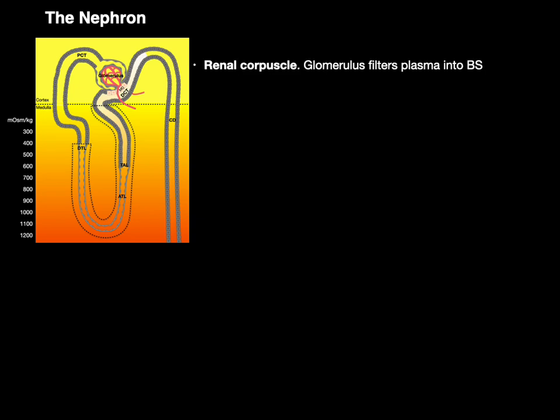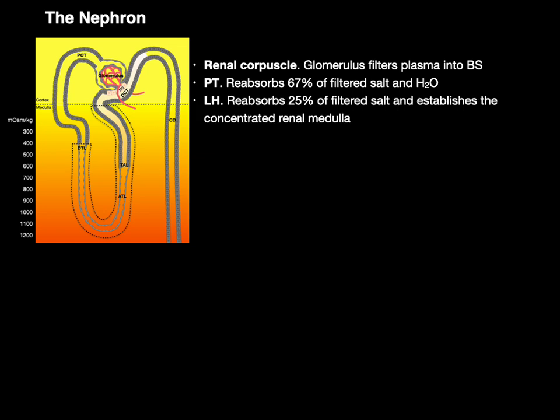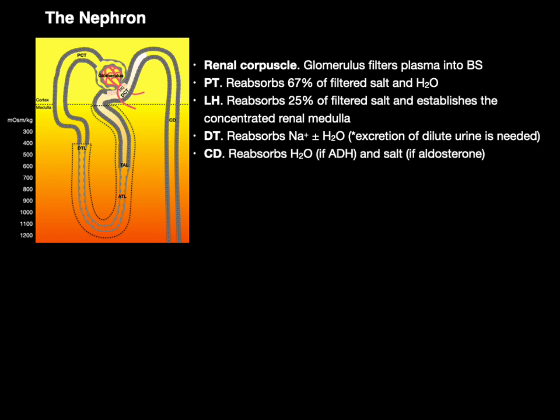So the nephron, that renal corpuscle, the glomerulus, filters plasma into Bowman's space. The proximal tubule reabsorbs 67% of the filtered salt and water. The loop of Henle reabsorbs 25% more of the salt and establishes that concentrated renal medulla in the juxtamedullary nephrons. The distal tubule further reabsorbs sodium and water and helps to modify, depending if we need dilute urine or not. The collecting ducts reabsorb water if there's ADH and salt if there's aldosterone.